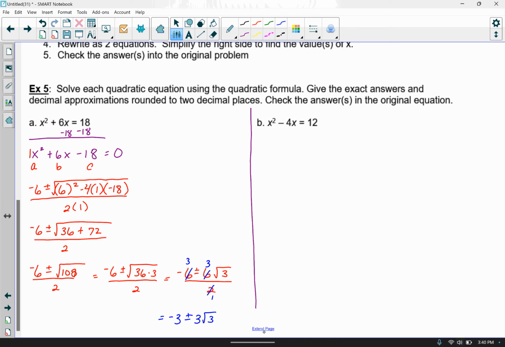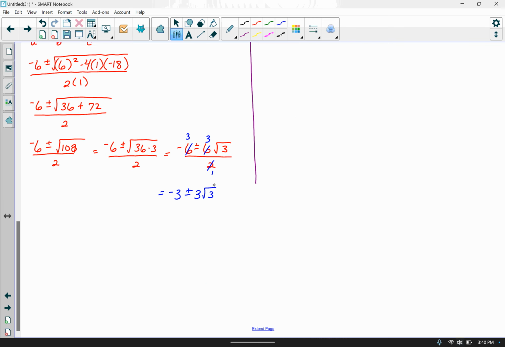And then as far as writing the approximate, so these would be your exact solutions: negative 3 plus 3 square root of 3 and negative 3 minus 3 square root of 3. Approximate solutions would be to put those in your calculator, and you should land at 2.20 and negative 8.20. Those would be, like I said, our approximate answers. Okay. All right, stop the video, try B on your own.